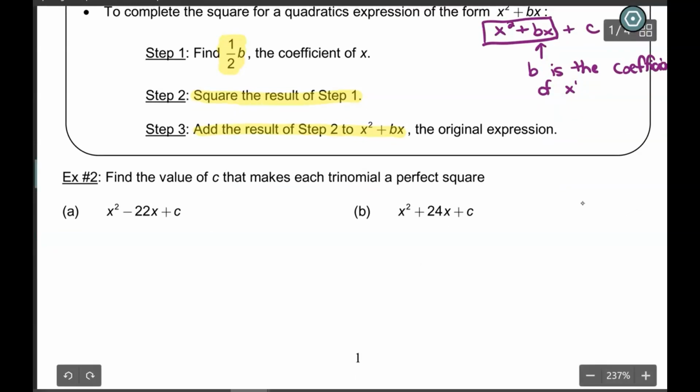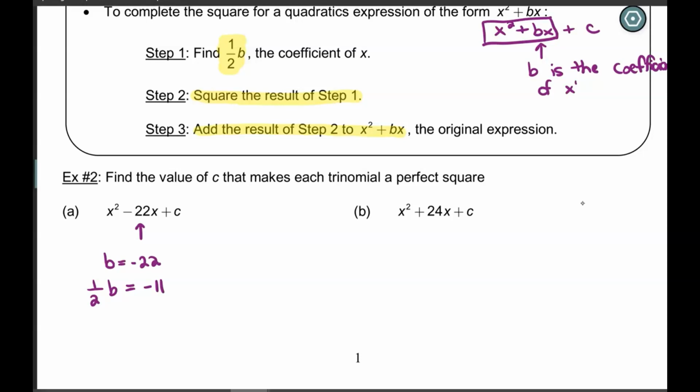So first, identify what b is. b is negative 22. We want to take half of b, or in other words, divide that by 2. So half of b would be negative 11. So that's really step 1. We found half of b.